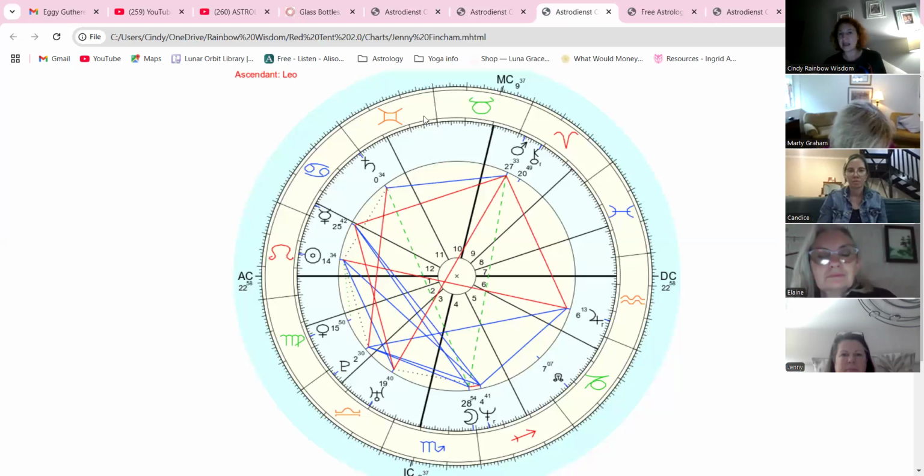So Gemini is air. What other signs are air? Aquarius, yes. And Libra. Okay, so what's nice in this particular format is it's color coded. So now those are 120 degrees from each other. So what aspect would that be? Trine. Yeah, trine.